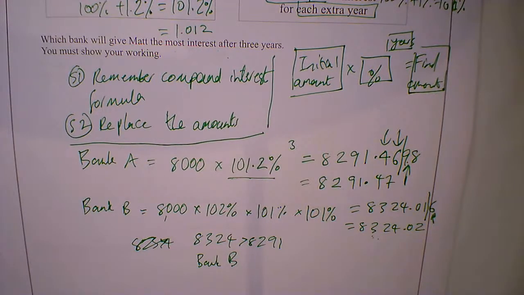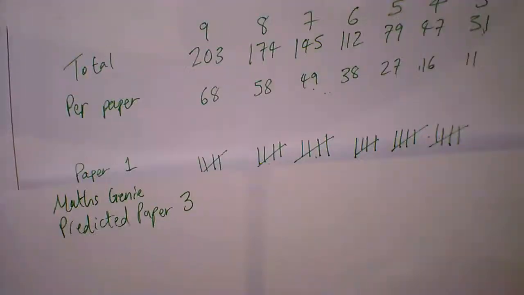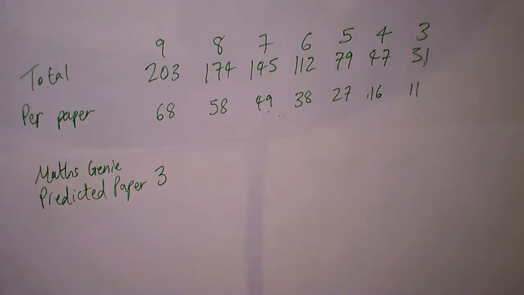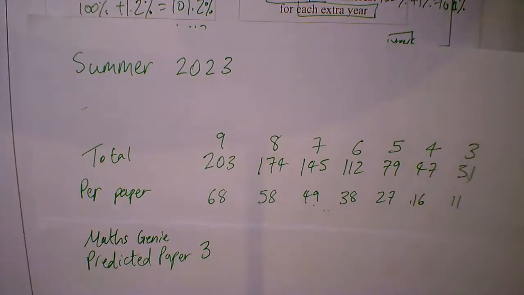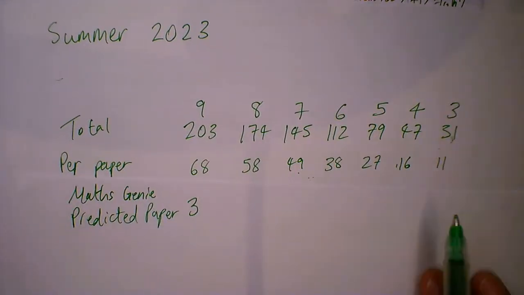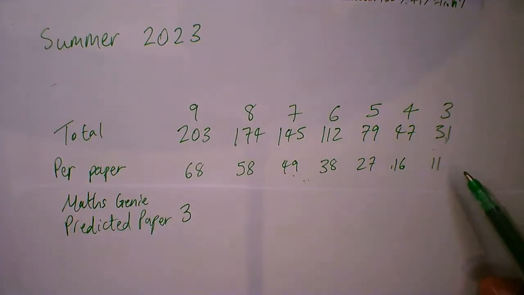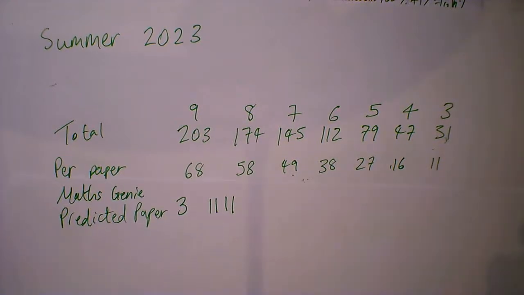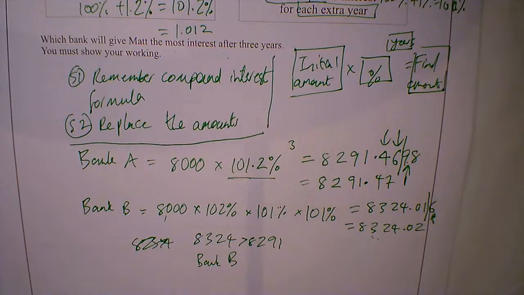Let's add this. So if you are new to the channel, we do a little tally based on our previous year's grade boundaries. So last year, summer 2023, to get a grade 3 for each paper, we needed 11 marks. So we'll just keep a tally of how we're doing today. So that's 4 marks. Let's go to the next question.